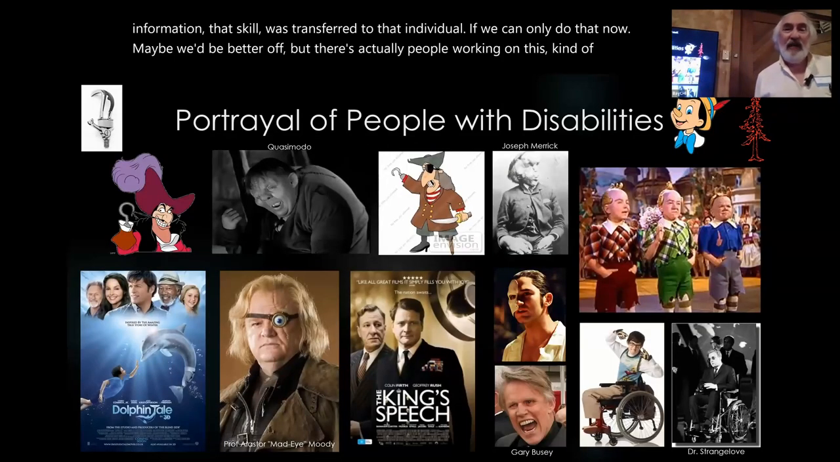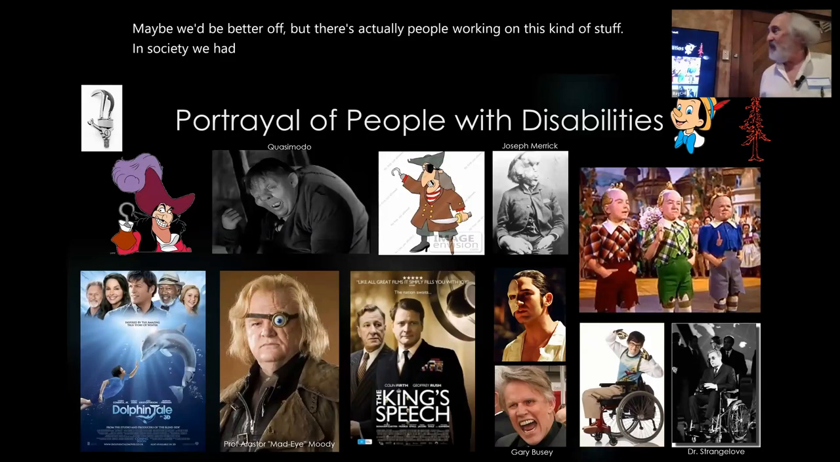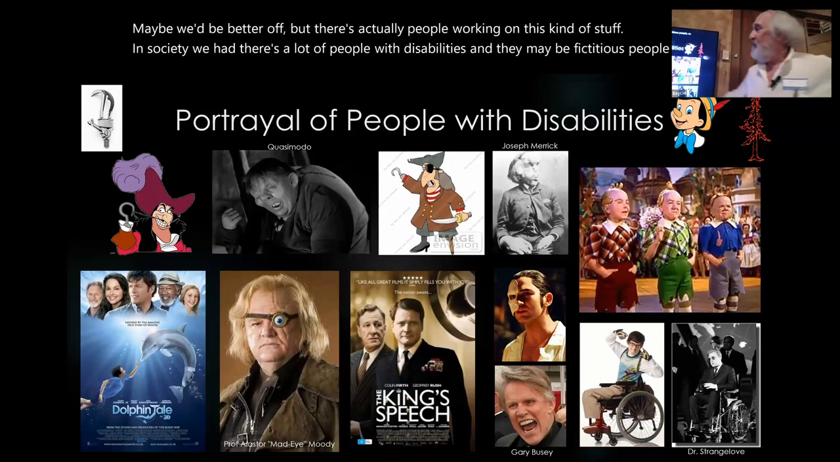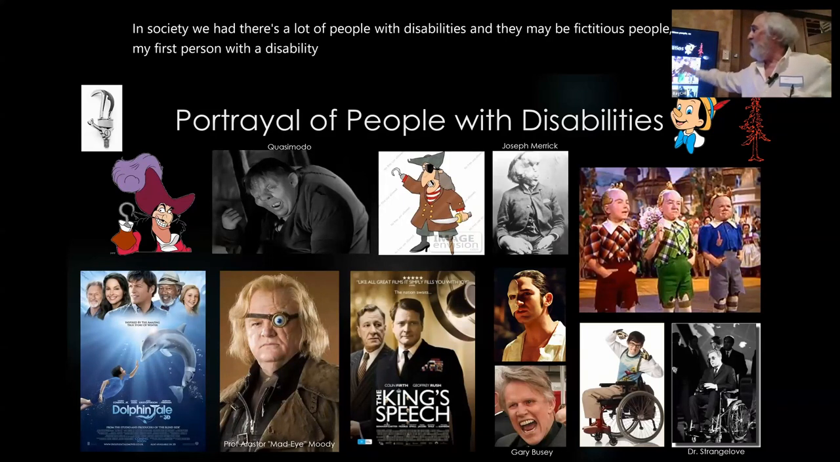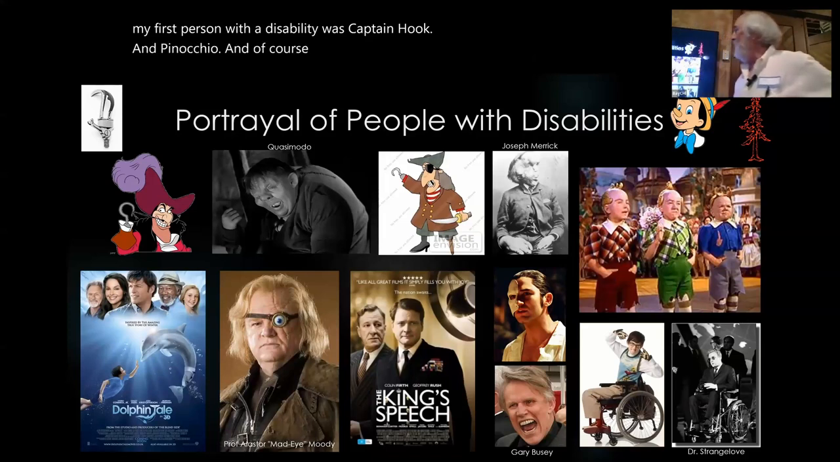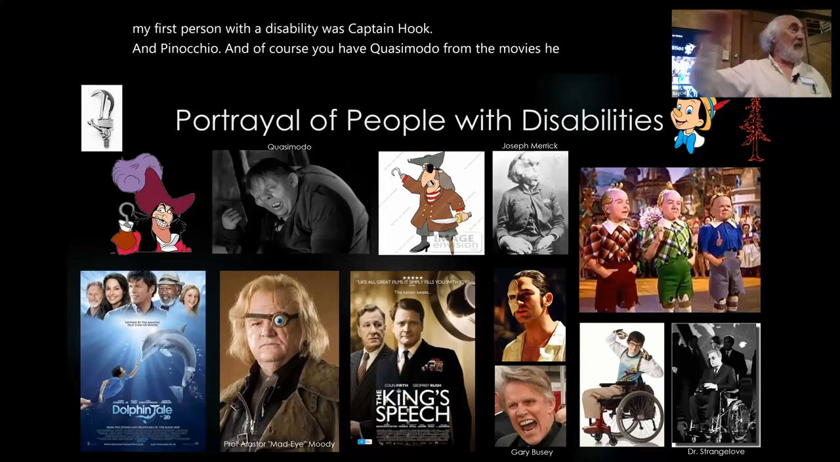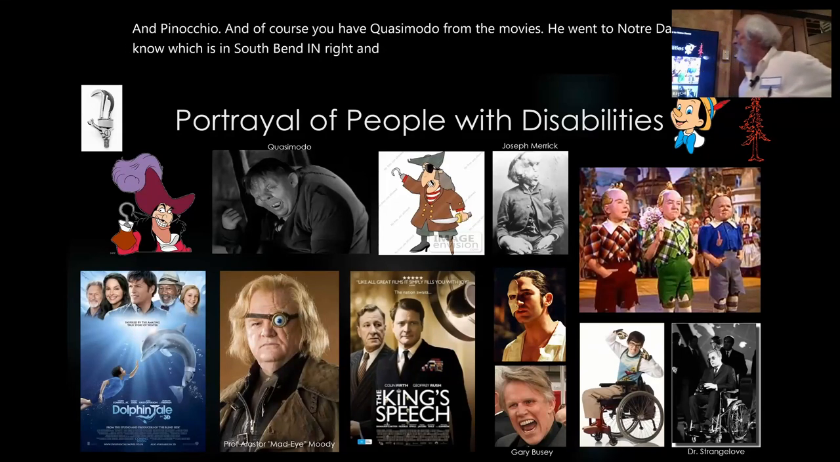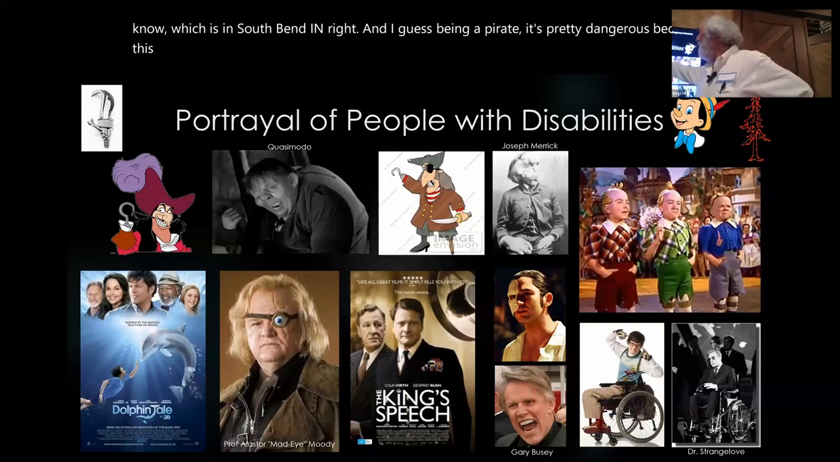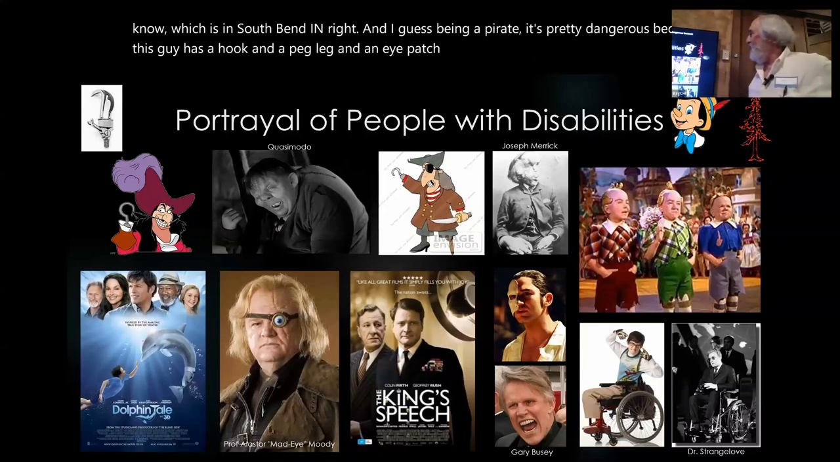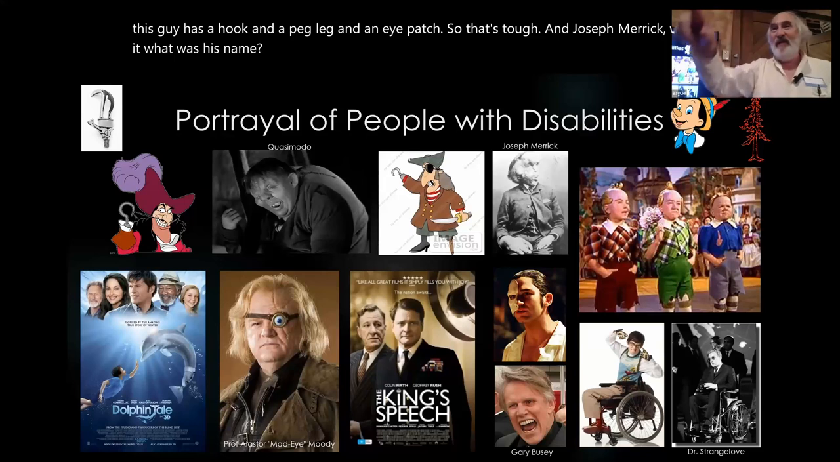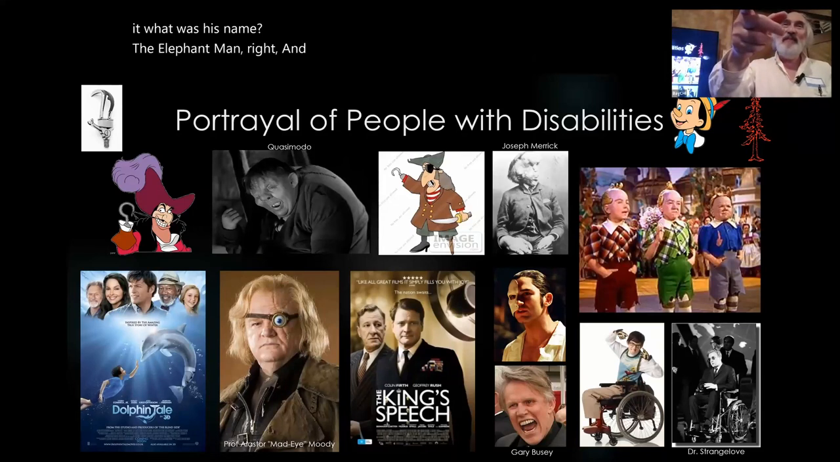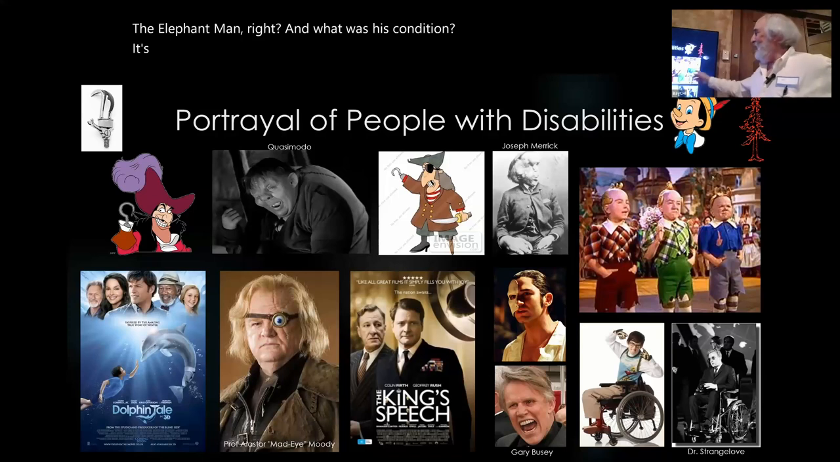You know, in society, there are a lot of people with disabilities, and they may be fictitious people. So my first people with a disability were Captain Hook and Pinocchio. And of course, you have Quasimodo from the movies. He went to Notre Dame, which is in South Bend, Indiana. And I guess being a pirate is pretty dangerous, because this guy has a hook and a peg leg and an eye patch. So that's tough. And Joseph Merrick, what was his name? Yeah, the Elephant Man. And what was his condition? It's elephantitis. Right. And then we have the Munchkins.